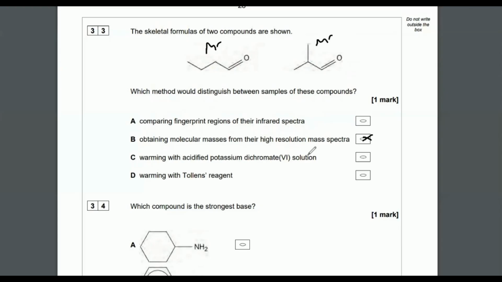Warming with acidified potassium dichromate. Well, they're both aldehydes, they're both going to change from orange to green. There's going to be a color change with that for both of them. There's no difference there. Warming with Tollens reagent, again, they're both going to form a silver mirror. So that is not going to help us.